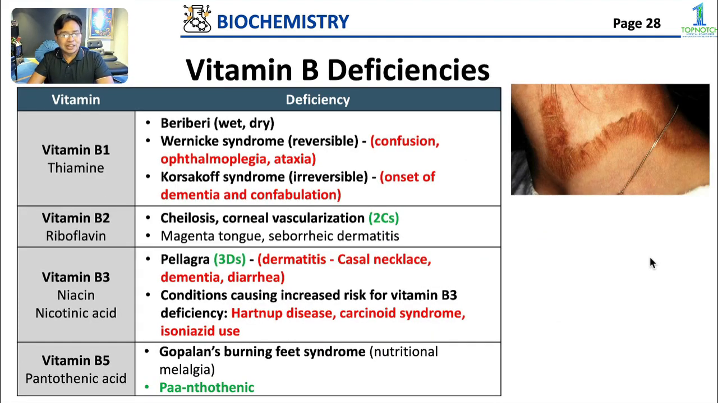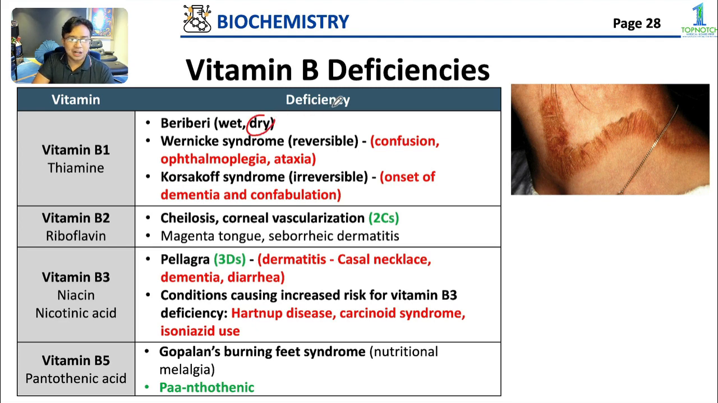Now, let's talk about your vitamin B deficiencies. As mentioned, guys, water-soluble vitamins are more prone to deficiencies, which is why there are so many of them here. B1 has two forms: wet beriberi and dry beriberi when B1 is deficient. Wet beriberi can lead to high output heart failure, while dry can present as Wernicke-Korsakoff syndrome.